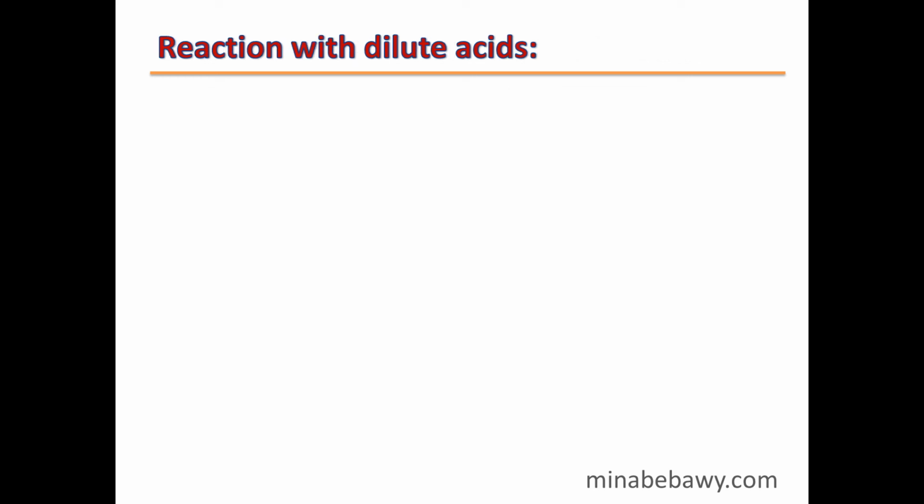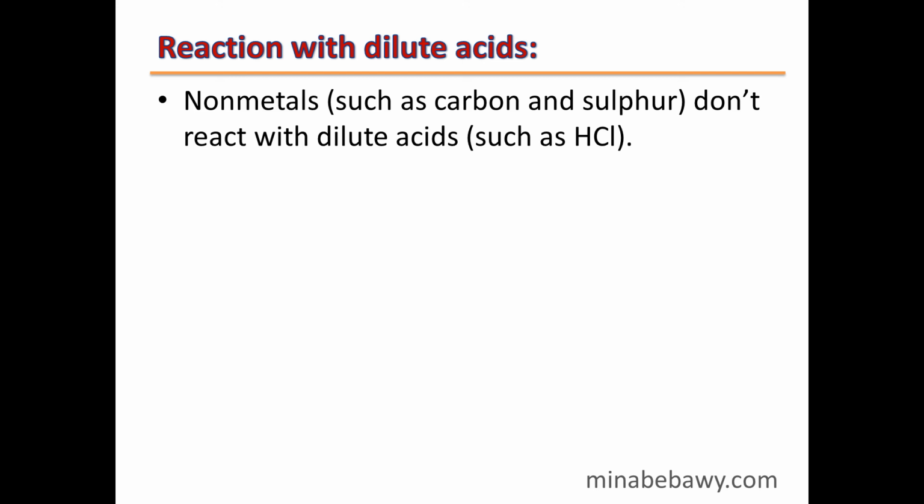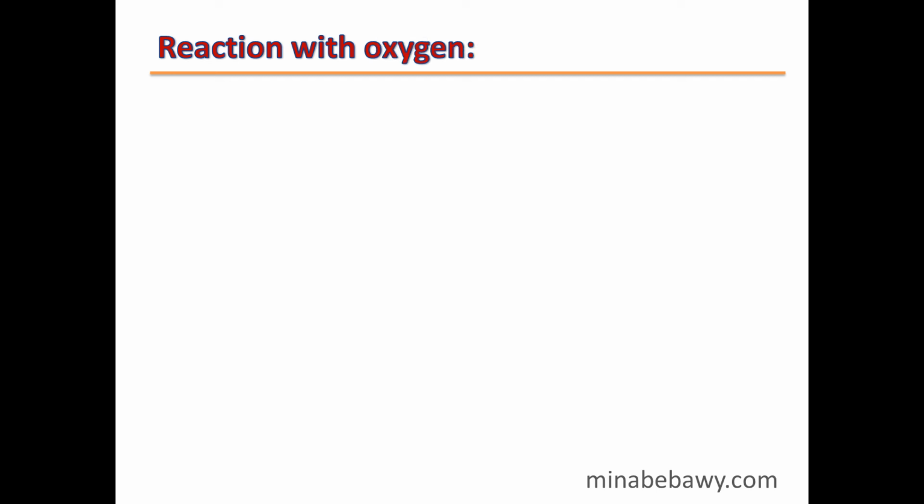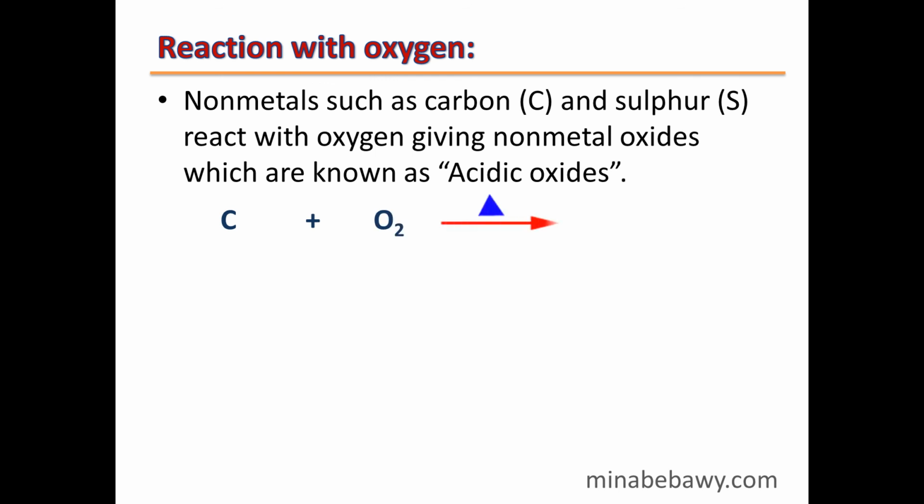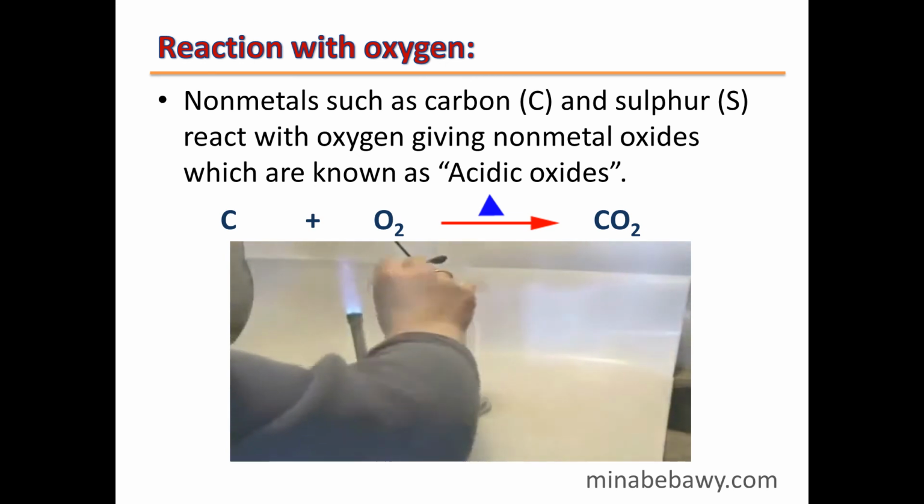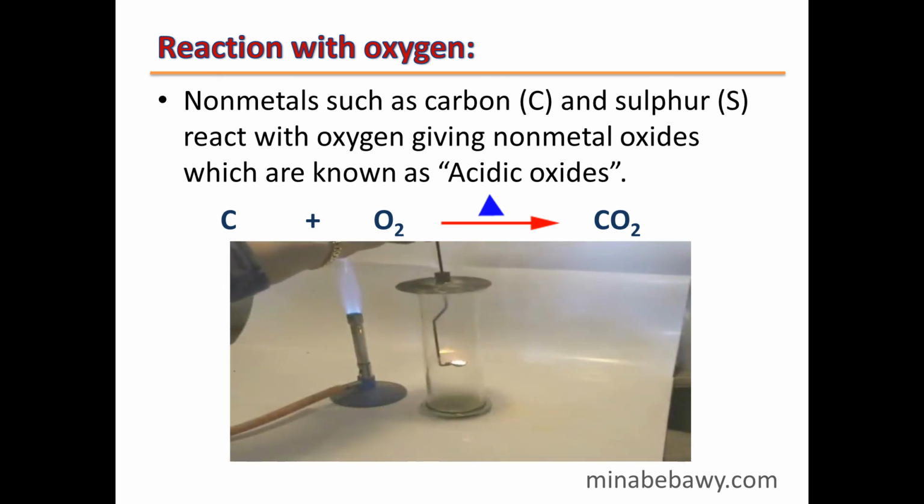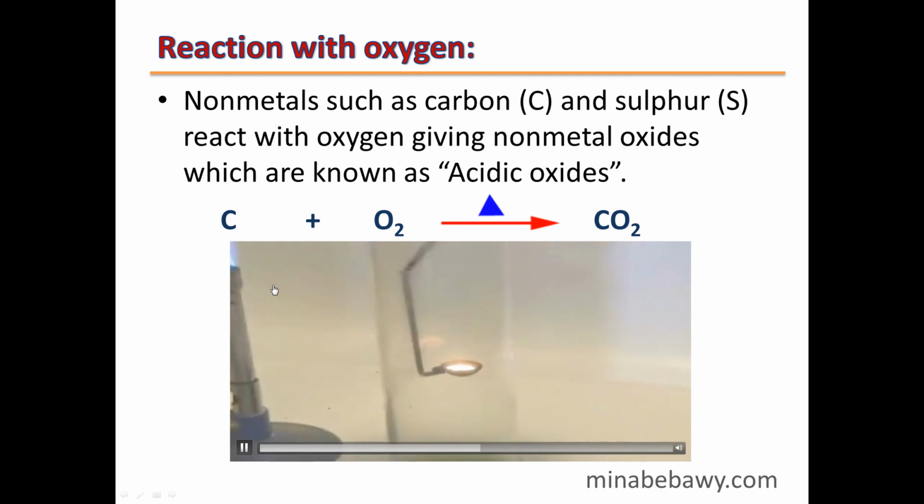Reaction of nonmetals with dilute acids. Nonmetals such as carbon and sulfur don't react with dilute acids such as hydrochloric acid. Reaction of nonmetals with oxygen. Nonmetals such as carbon and sulfur react with oxygen, giving nonmetal oxides, which are known as acidic oxides. For example, C plus O2, by heating, gives carbon dioxide. If we heat a piece of coal in oxygen, carbon dioxide will be formed.